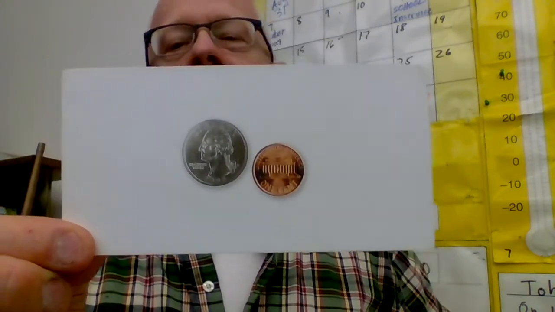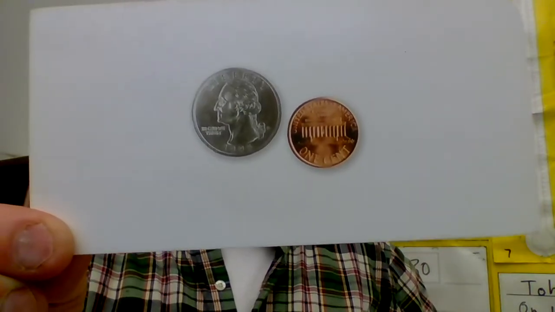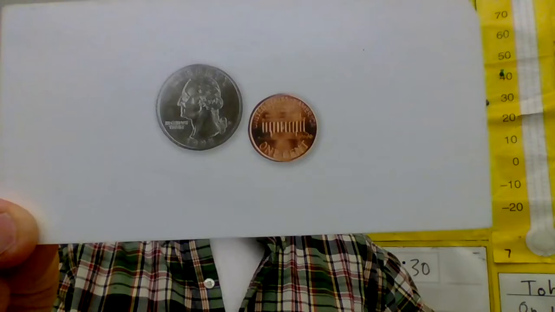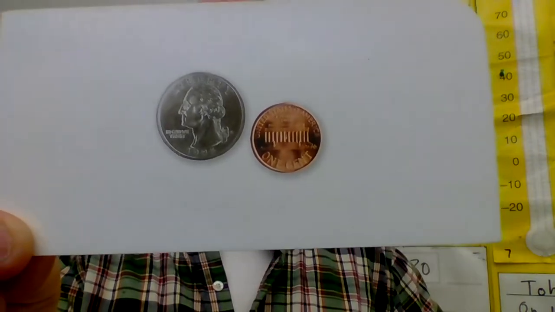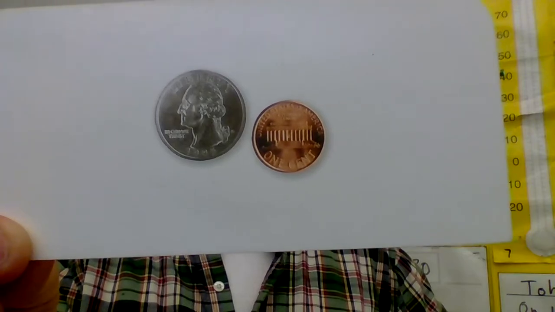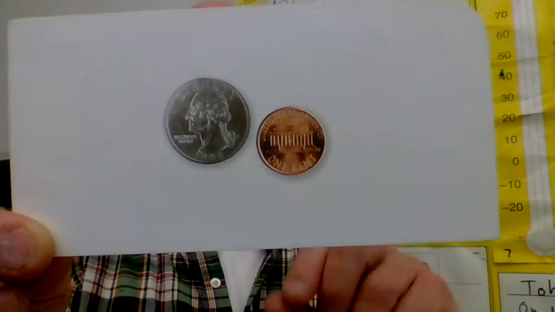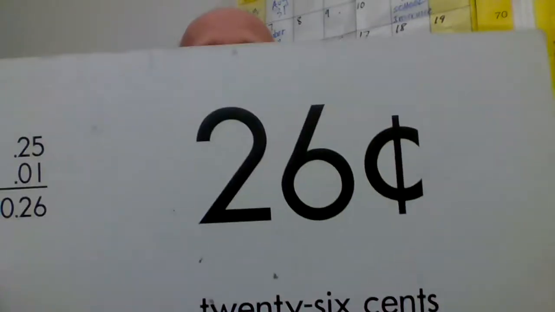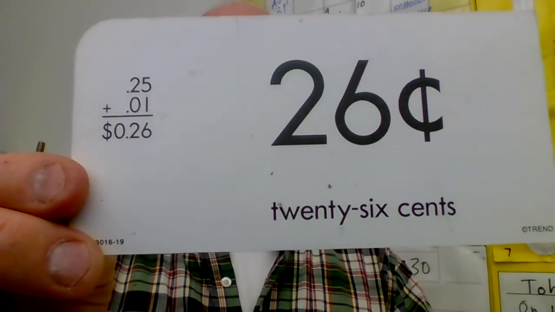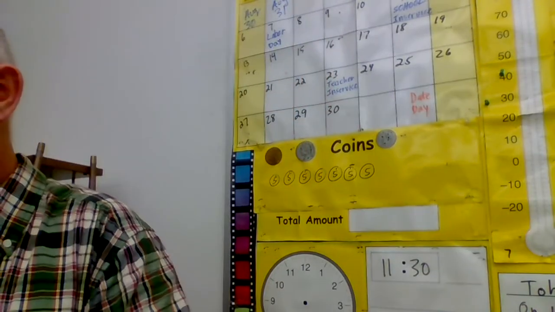So here's the coins right here. Can you tell what they are if I show you really close? It's a quarter and a penny. So a quarter is worth how much? 25. And 25 plus 1 would be what? 26 cents. And if I turn it around like this, here's adding up all the amounts. 25 plus a penny is 26. Good. Let's do another one.